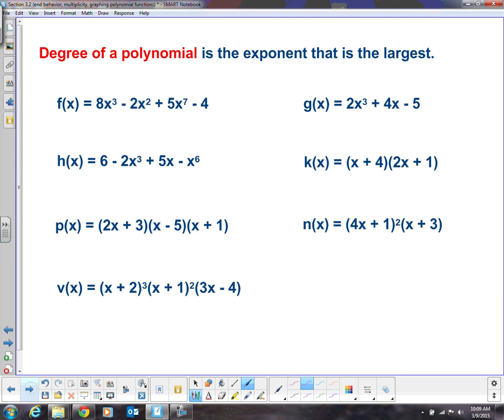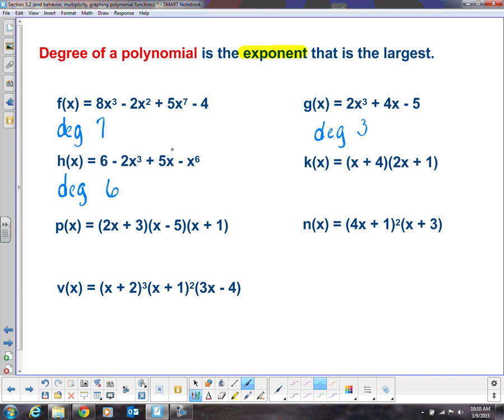Degree. The degree of a polynomial is the largest exponent. So what is the degree of f? 7. Okay, the degree is the exponent, not the coefficient. What is the degree here? Okay, what is this degree?